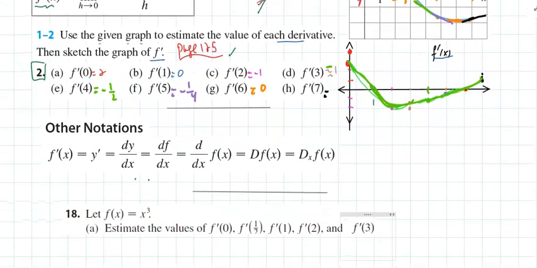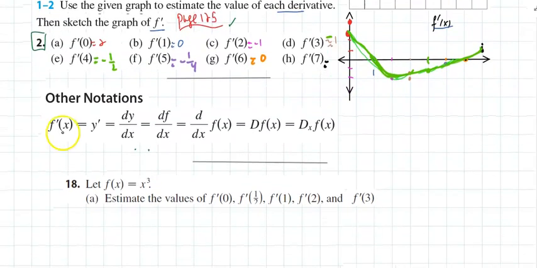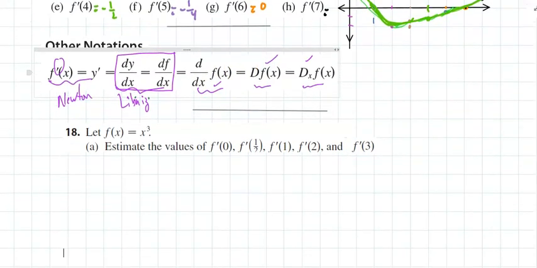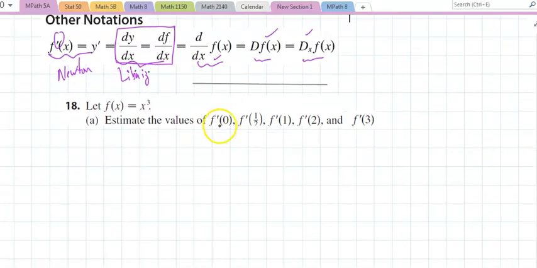Now some notation for a derivative. Sir Newton decided to call a derivative f prime or y prime. Leibniz, German, Leibniz. And this turns out to be the most useful. These are different operators used in different classes. This is differential equations. This is in this class. So let's see how this works. They want us to find the derivative evaluated at 0, 1/2, 1, 2, and 3.